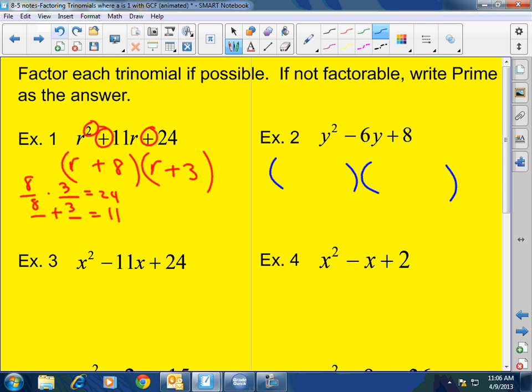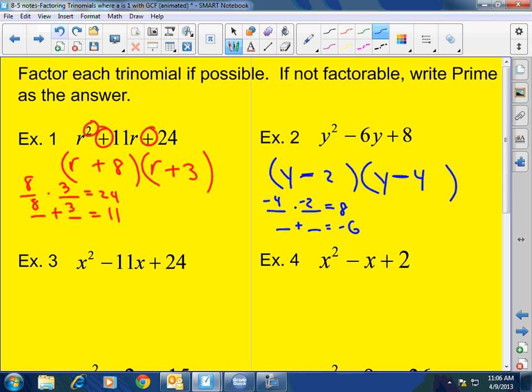Now if you pay attention, this is a minus plus. When I have a minus plus, that means they're both negative. So I'm going to go y minus and y minus. Okay? Now, what times what? Remember, what negative times what negative? What times what equals 8, but when added together equals negative 6? Right, negative 4 and negative 2, so negative 2 and negative 4. Done. See how having this setup, you already had the negatives here? You see what I'm saying, guys?